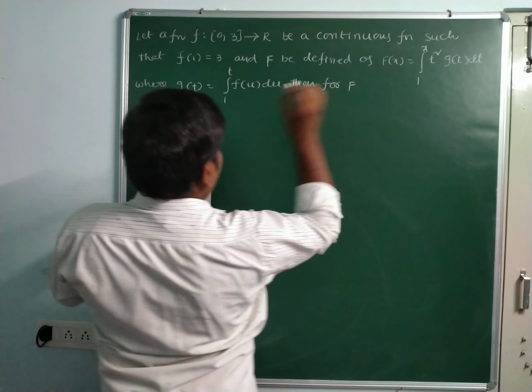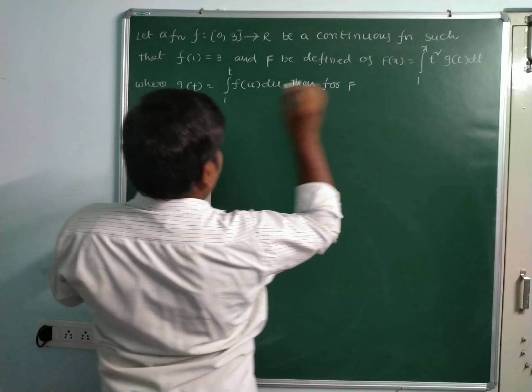First of all, capital F of x he has given: integral 1 to x t square into g of t dt. This is the first thing he has given. And also he has given that g of t is equal to integral 1 to t f of u du. This question was asked in the 2020 January mains. It's a very, very important question. In this question a lot of concepts are covered.